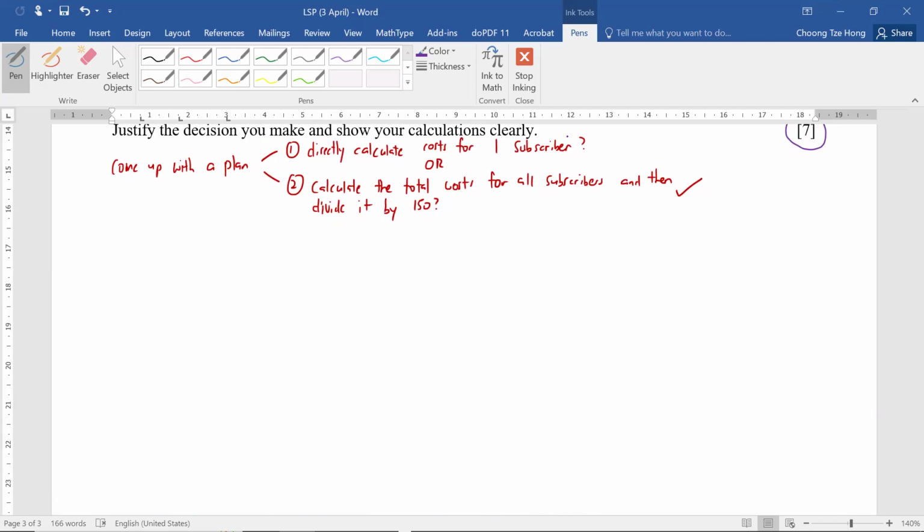So how to present your answer? It's a 7-mark question, so you need to use proper annotation. What I'm recommending is that for everything you are going to calculate here, let's put a title to it. Firstly, we are going to calculate mailing cost, so let's put a title over here.